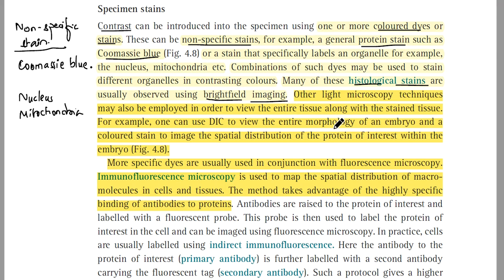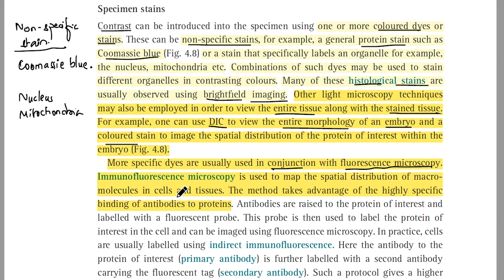Now, viewing these contrasting images is not limited to light microscopy, to bright field microscopy. Instead, other light microscopic techniques can also be used to view the entire tissue along with the stained tissue. For example, differential interference contrast microscopy can be used to view the entire morphology of an embryo and a colored stain. Clear?